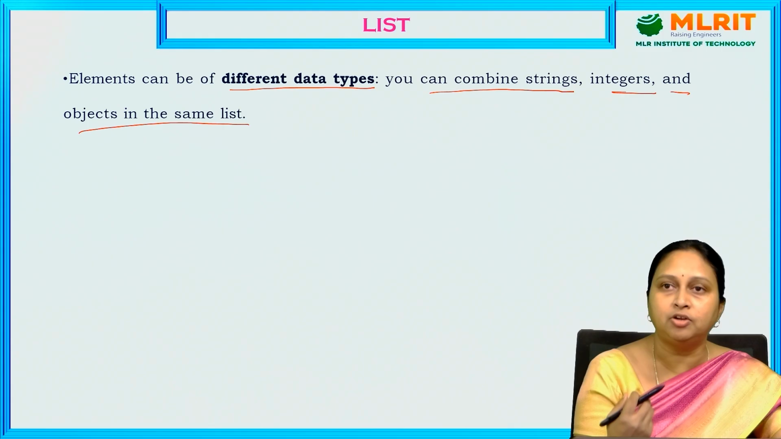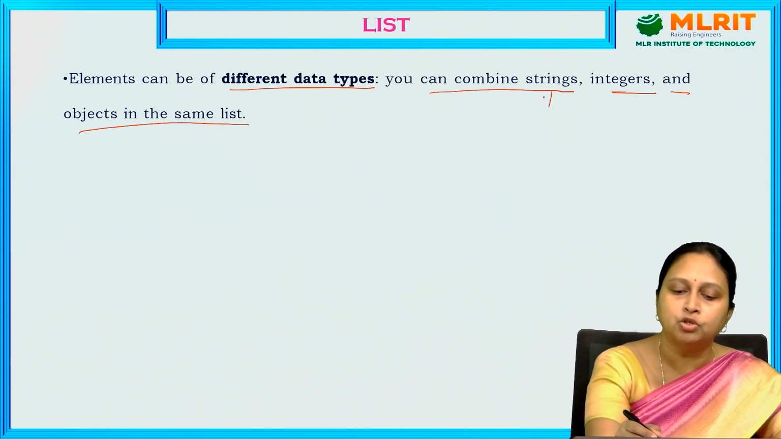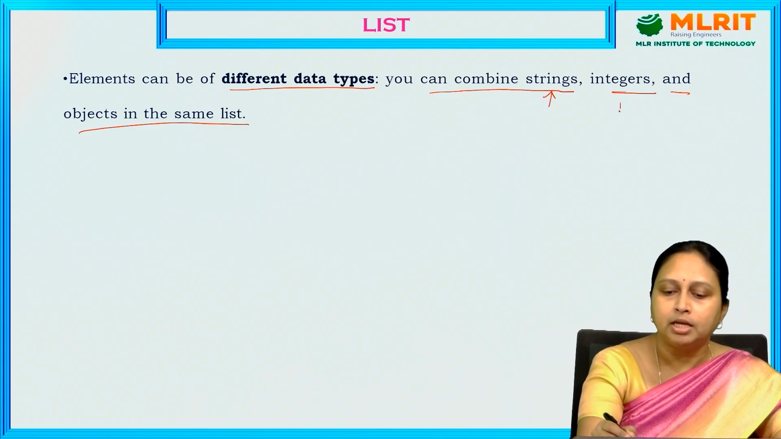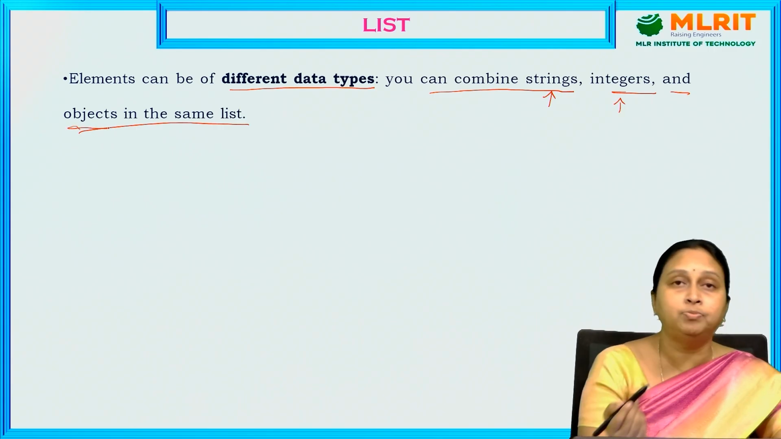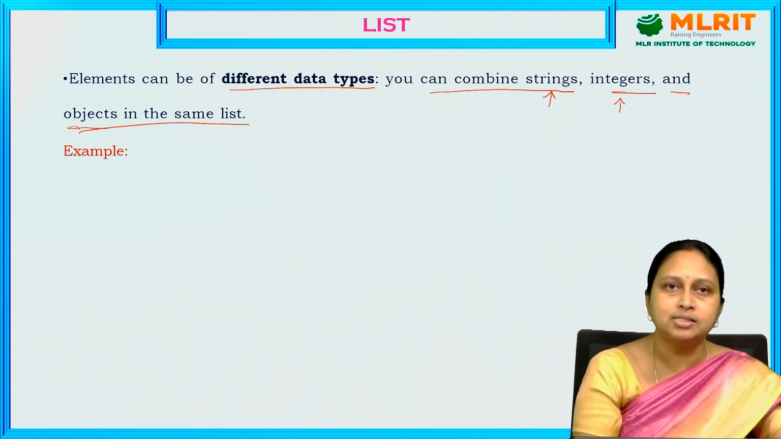We can store different data types also. That means you may have a combination of strings, integers, or you may represent some object also in the same list. Okay, let us see one example of how we are going to represent this combination of different data types in the list.